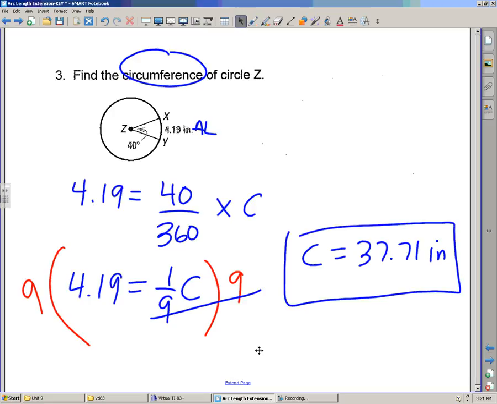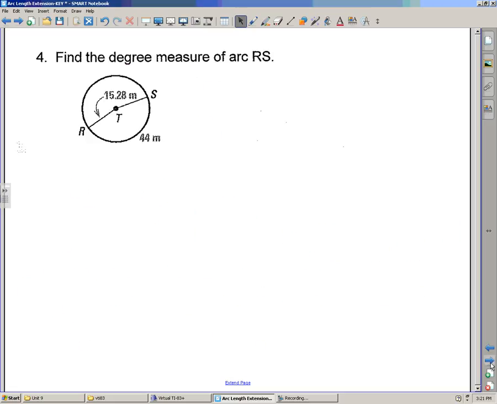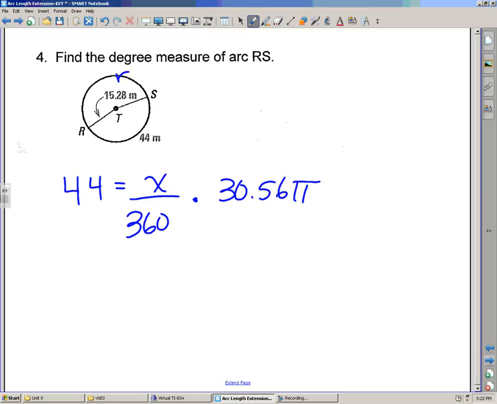Got one more to go. Find the degree measure of the arc. Again, we're given the arc length. So the arc length is 44. We don't know the degree, we'll call that x, divided by 360. Well, this happens to be your radius, so your diameter is double that, and your circumference ends up becoming 30.56 pi. You're just doubling the radius.